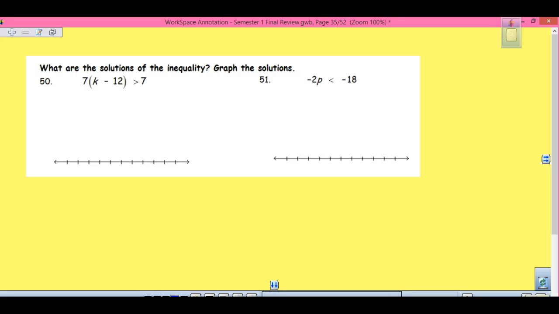All right. First step. So 7k minus 84 is greater than 7. Timeout. So now what? Add 84. 7k is greater than 91. Divide by 7. k is greater than 13. So open or closed? Open, and I can just make any of these 13. Shaded which way? To the right.